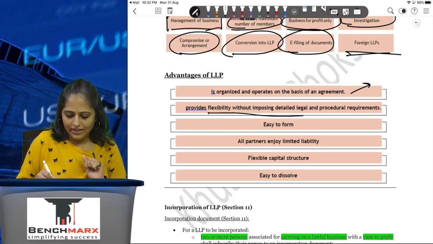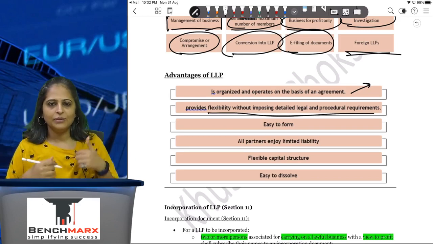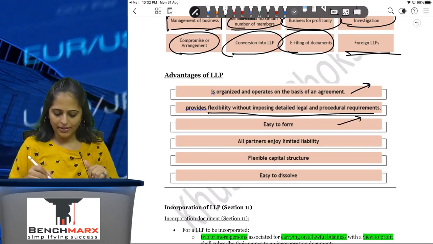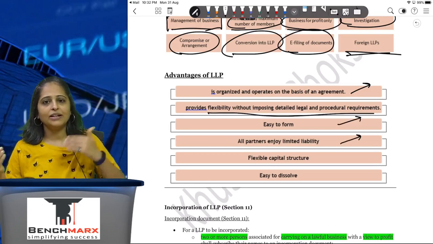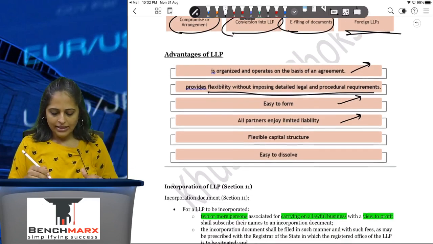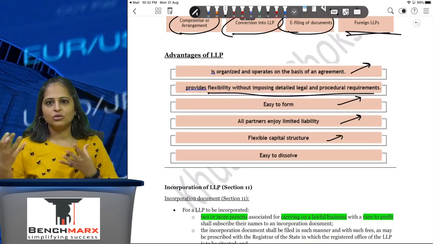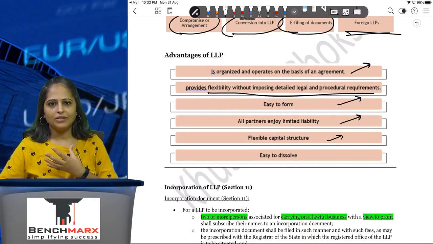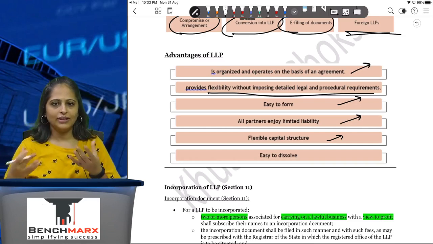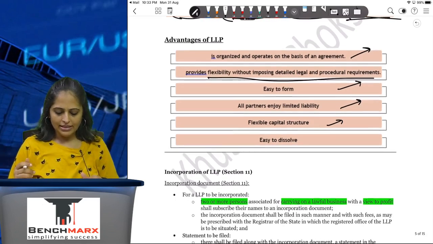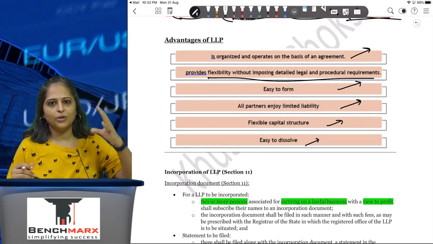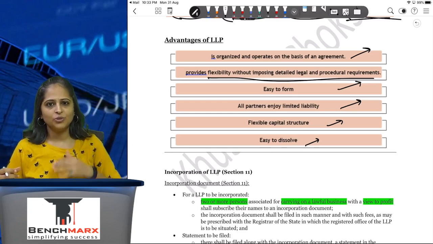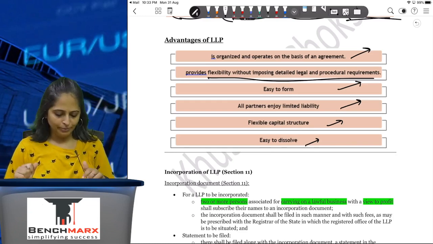It provides flexibility because there's an LLP agreement. It is easy to form because you don't have to do a lot of compliances. Partners enjoy limited liability, again a feature which we just discussed. It has a flexible capital structure, so there is no requirement of a minimum capital of a fixed amount. The partners can contribute as much as they want to. And it's easy to dissolve. Winding up of an LLP is much easier as compared to winding up of a company.